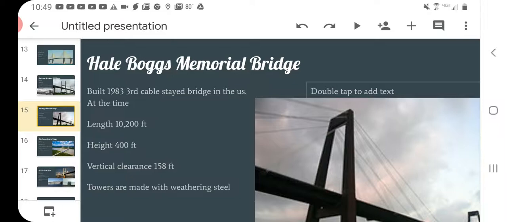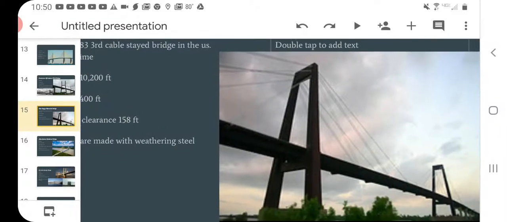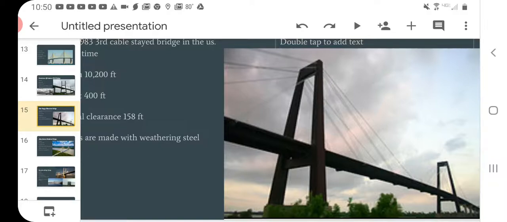And the towers are made of weathering steel. Why? I was wondering myself why the towers look like that. They look kind of like a color you would use in, like, I don't know, something scary, like a Halloween thing. But the weathering steel towers are made to reduce rust. And they look black, they're actually, I don't know, looking like a brownish, almost a brownish burgundy, something, I don't know.